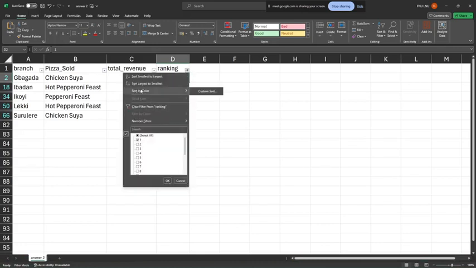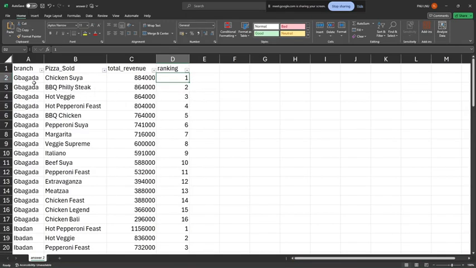Let me remove all this. If you look at it, Dagada came first. We have all the Dagada first. That's why we have that Dagada there. After Dagada, then we have Ibadan. Everything in Ibadan was listed out. That's why our partition by was that branch. Do you understand? Yes.